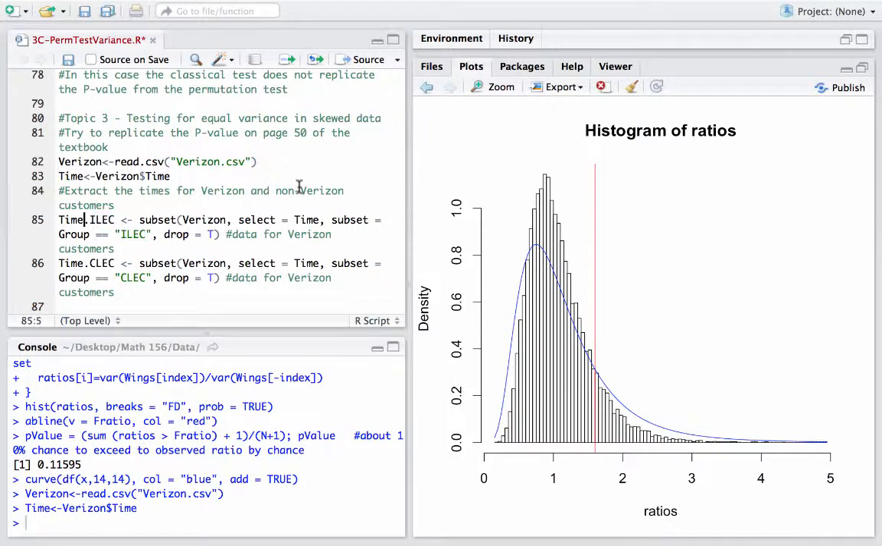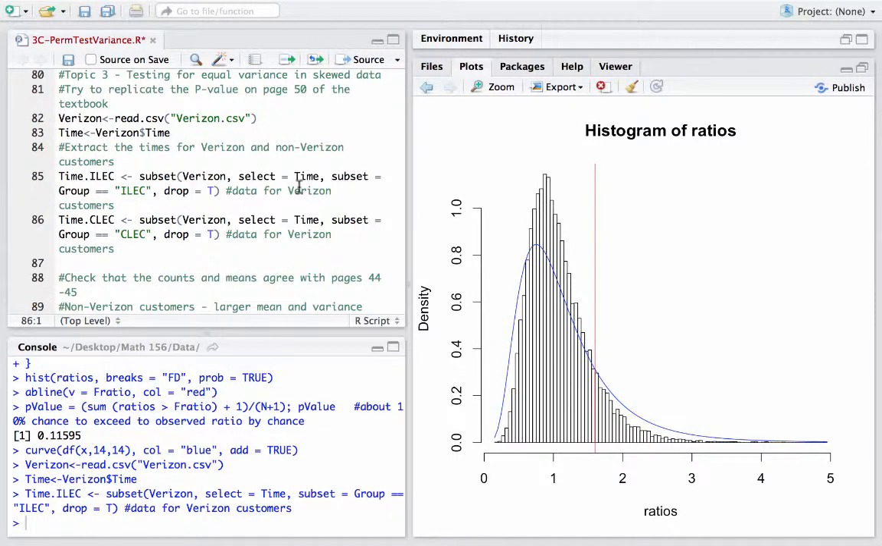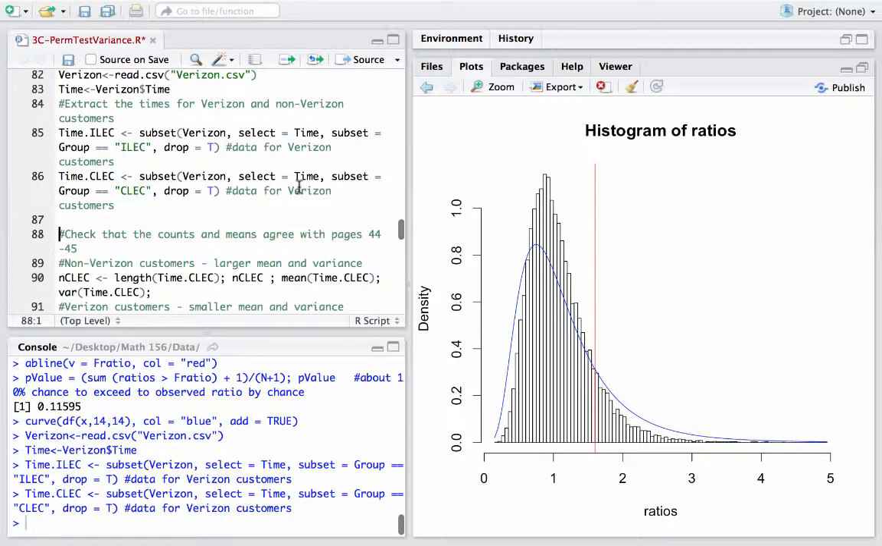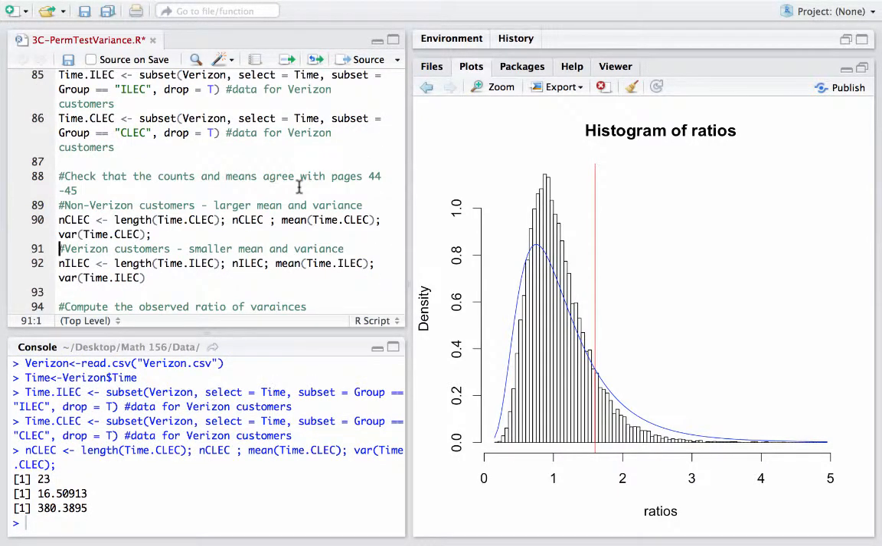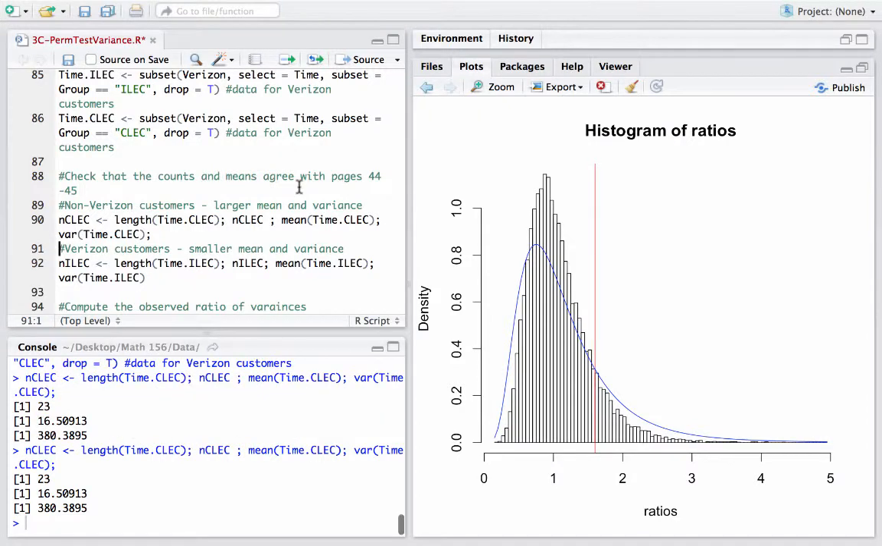So this is the repair time in hours when the exchange carrier was Verizon. And this analogous one here is going to be the competing local exchange carrier, everything else the same. And this is the repair time in hours, not for Verizon. So this is just some sanity checks here. Paul looks at the lengths and means of each of these, and you can compare them to the textbook to make sure that they are what you expect.